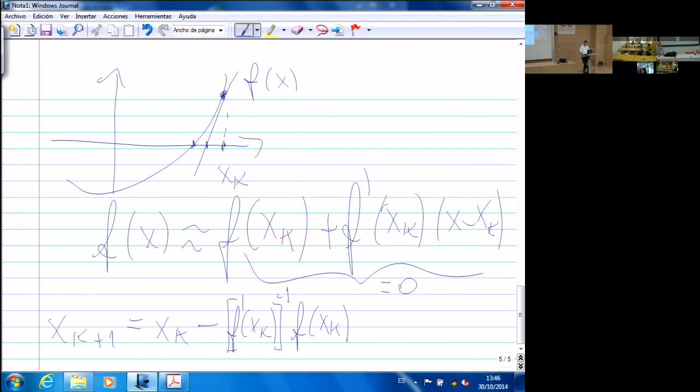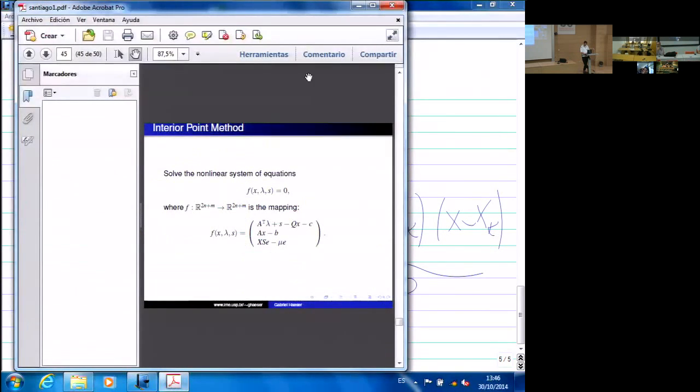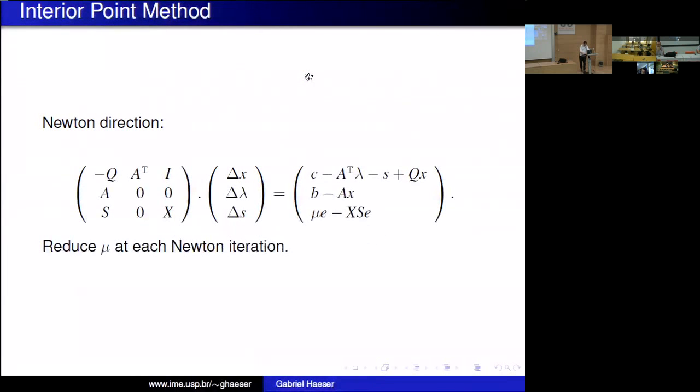If you have many variables and many functions, the idea is the same. The difference is that you have a vector equation, and this is the derivative of the function, the Jacobian matrix. So you get precisely what I wrote here. In each iteration, you have to find this vector. This is the derivative; you have to find its inverse times minus the function. So you have to solve this linear system to find this vector. Then you add this to the previous iteration.